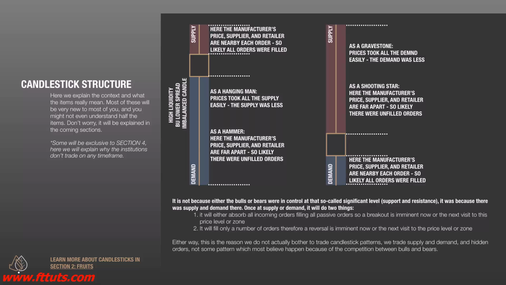But first of all, I just want to emphasize, you can read the diagram. It is not because either bulls or bears were in control that a so-called significant level, which is support and resistance, formed. It was because there was supply or demand at that particular point. Once at supply or demand, prices will actually do two things.